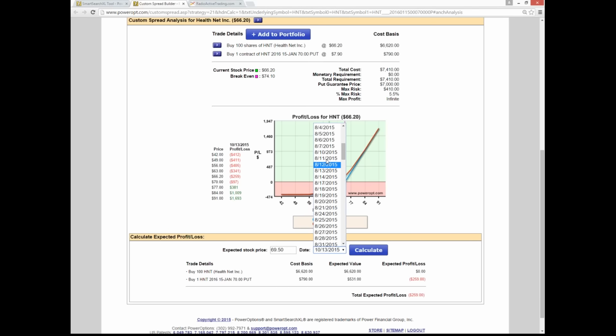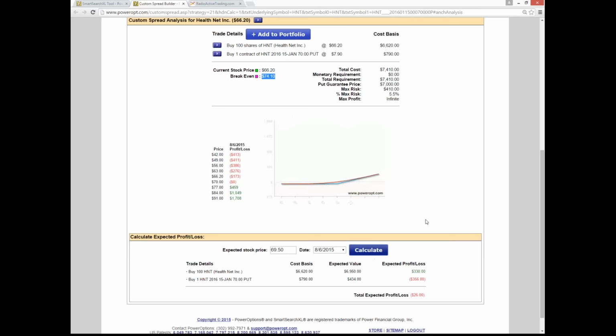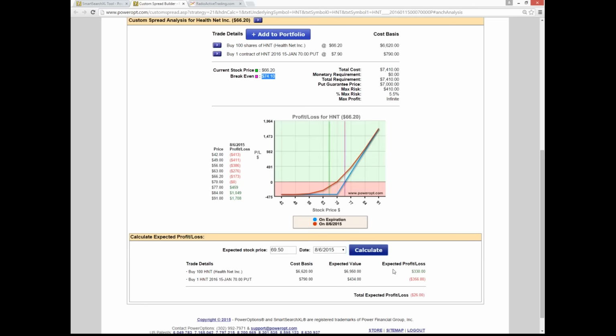Oops, I'm in September. So what would happen theoretically, based on the Black-Scholes pricing model, if the stock goes up to $69.50 by 8.6? Remember, 74.10 is our investment or our break-even point. Okay, so here we see that with the stock gain, we gained 330 on the stock. It says we're going to lose 356 on the put, but that's not accurate. We're not going to lose more on the put than we are on the stock. This is just using the bid price. I bet you the bid-ask spread on this, I'd get a better price.